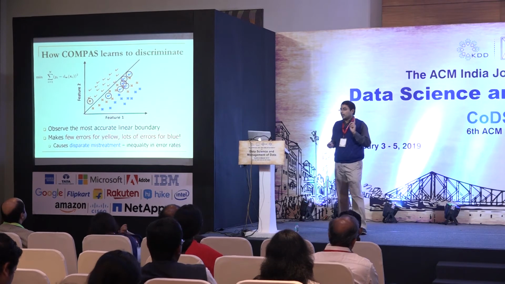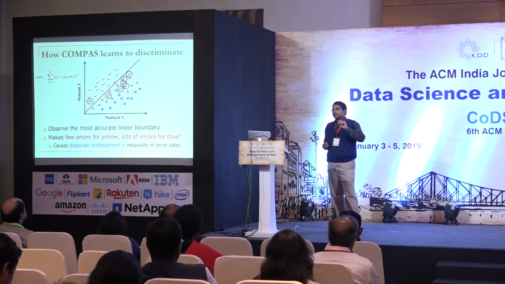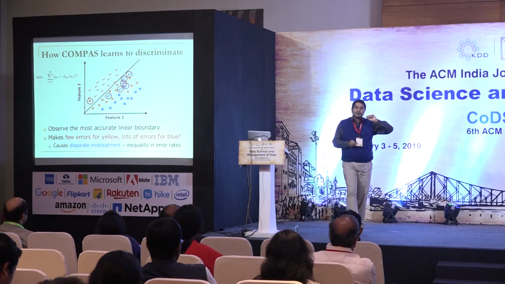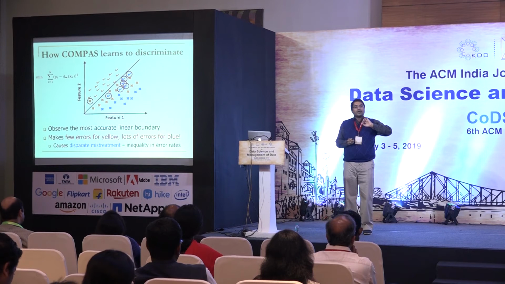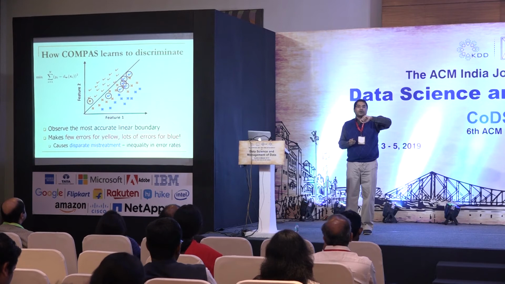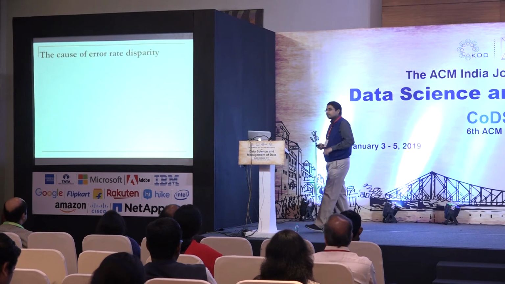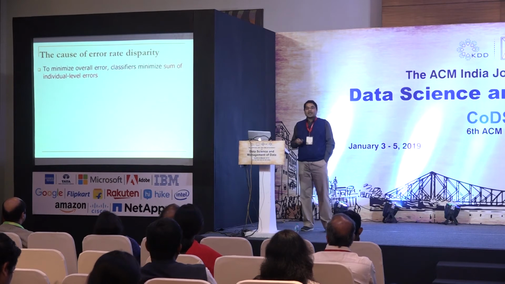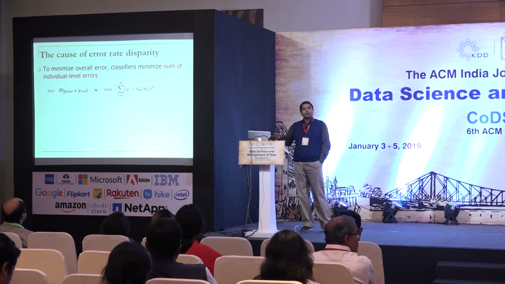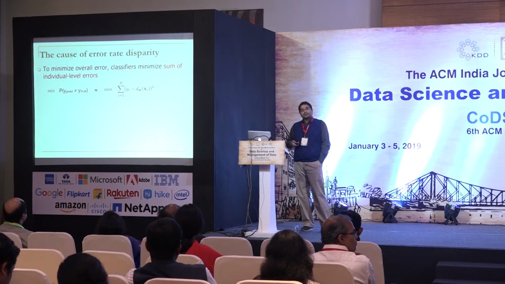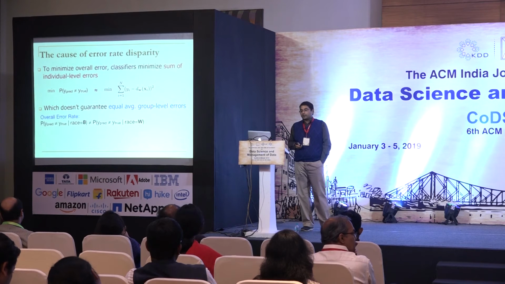Notice that this algorithm still follows disparate treatment. That means if you flip the color of any dot, it would still get the same treatment. So it's still the case that in this particular boundary, if a yellow dot were a blue dot, if a person of yellow race were of blue race, they would get the same treatment. So the cause of error rate disparity is actually because the objective that we went for is minimizing the sum of individual error rates. That is, we wanted to minimize the probability of the predicted value not being the same as the true value for all the points, which clearly doesn't guarantee equal average group error rates.